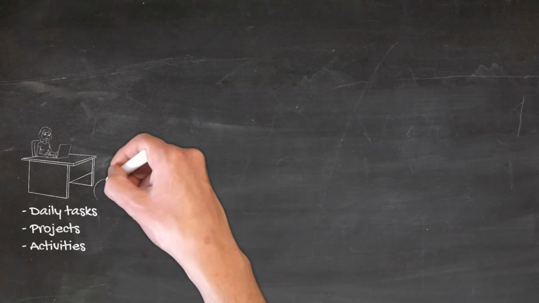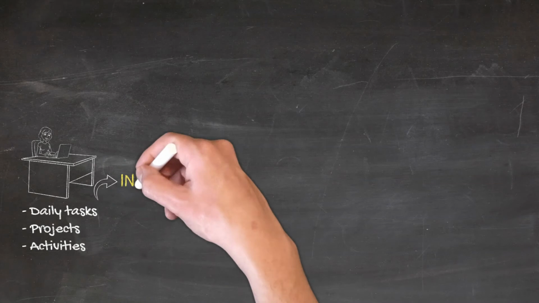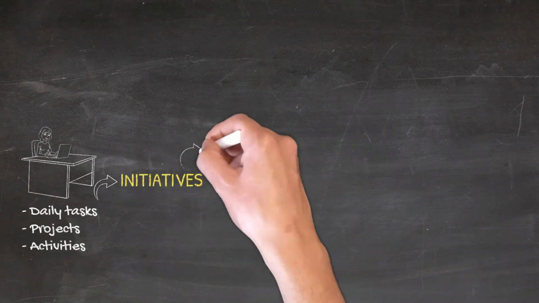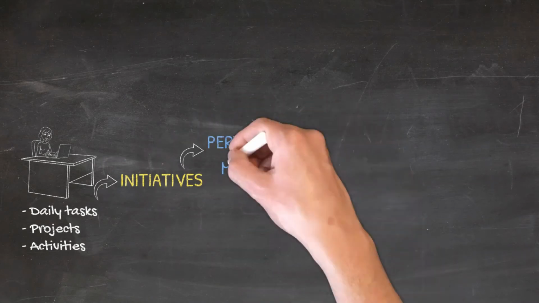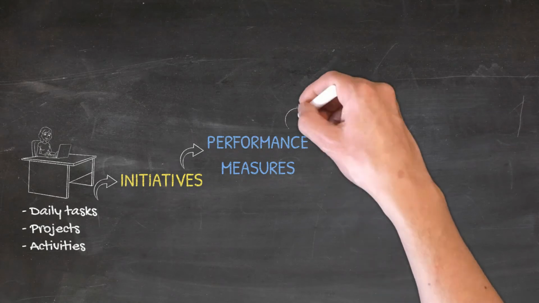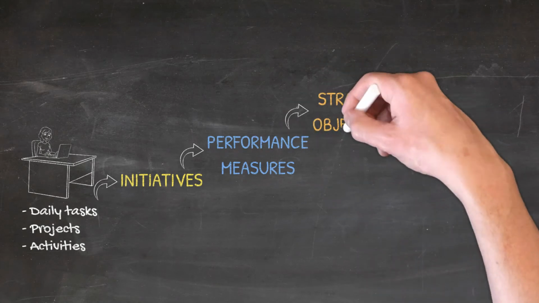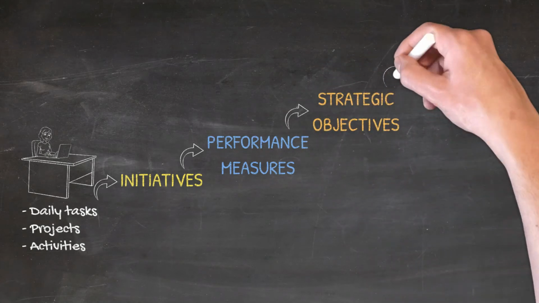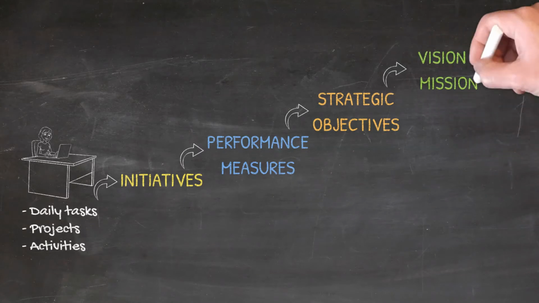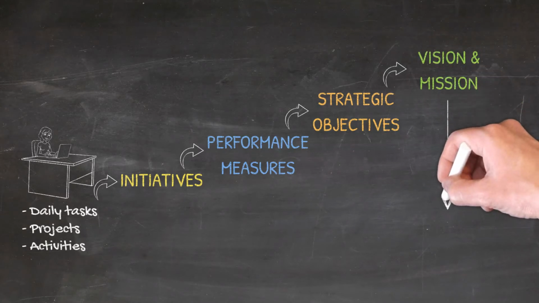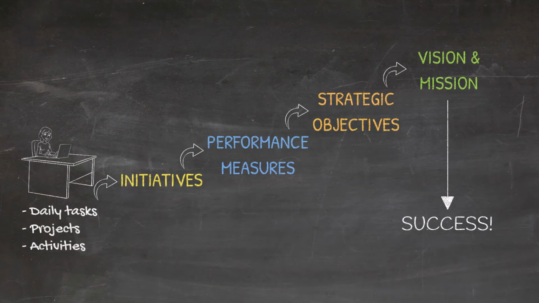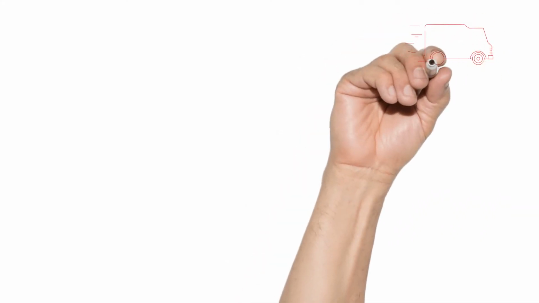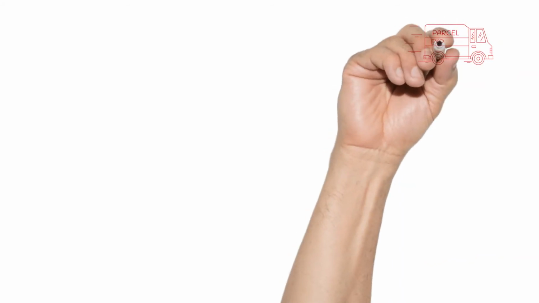The daily tasks are strategically designed to support a certain initiative. The initiative is specifically chosen to meet an expected performance measure. The performance measure is carefully designed to reflect how well the company is doing while trying to achieve the strategic objective. And by achieving the strategic objective, the company gets closer to their vision and delivers their mission, leading them to success. So here is a simple example of how the things are related.